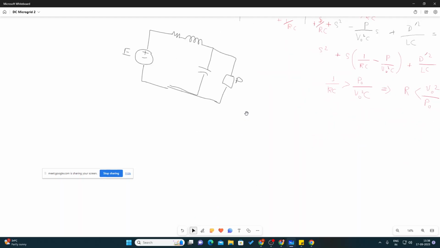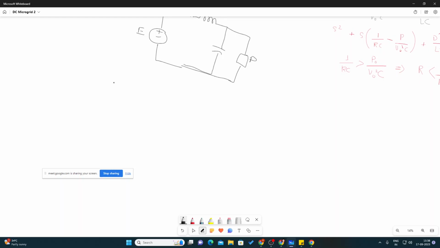So now, this is V out, this is I out. So what we have is V out into I out equals P, so it's constant. So what I can write is I naught equals P by V naught. So d I naught by dv naught equals minus P by V naught square V naught.